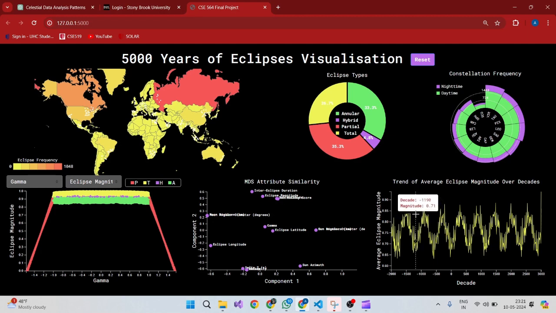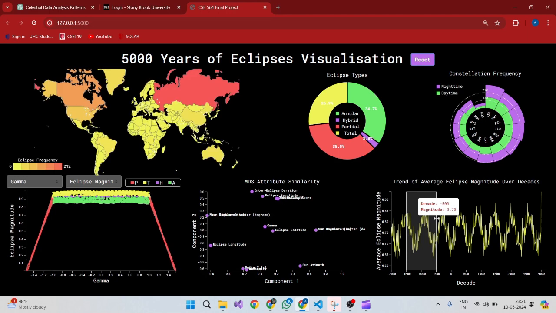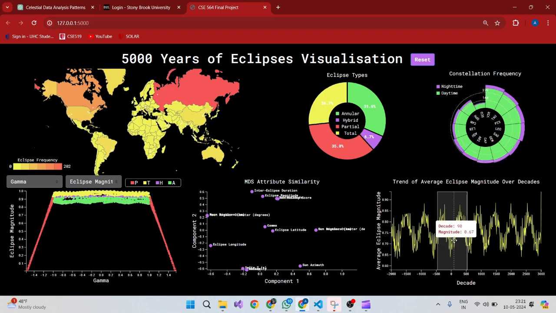Here I've also included a functionality to select a time frame. For example, if I want to see the eclipses from 1500 BC to 500 BC, I can brush over the plot, and all the other plots are updated based on that. Here I can also move the brush across and visualize different decades and their eclipse patterns in different decades.